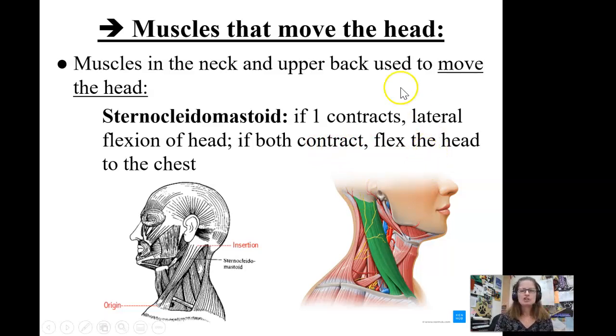But what happens if you just do one of them? Well, if you just do one of them, it's going to turn your head to the side. That's what I mean by a lateral flexion of the head. So it's like to the side this way, or if you do the other side, it goes that way. So if you do one, you get a bit of a turn when you're looking that way. If both contract, though, that is how you get your head down to your chest.